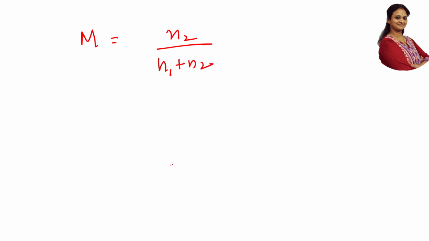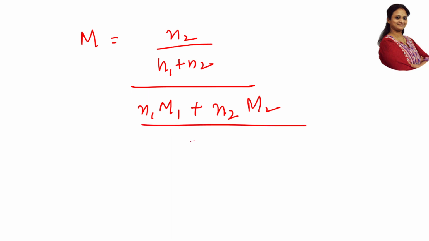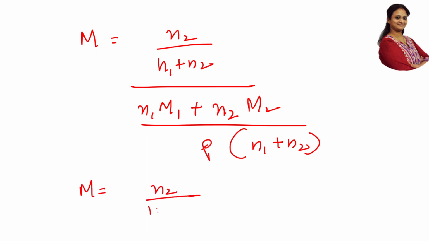This is for solute, divided by n1 m1 plus n2 m2 divided by density. And I told you, I'm dividing numerator and denominator by n1 plus n2 because I want to take the common terms. Now, can I further simplify this? Yes, I can send this density to the numerator. What will I get? N2 by n1 plus n2 into rho.